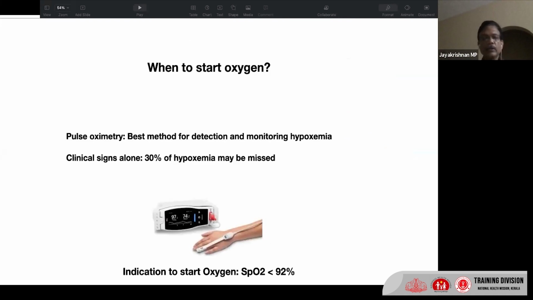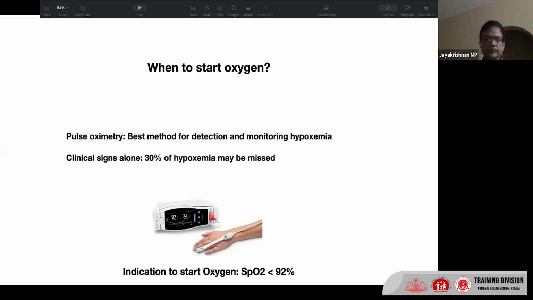The next important question that arises is when to start oxygen. We saw this child now. Obviously, we would start oxygen in a child who was having severe distress, head bobbing, grunting, and severe chest retractions. That itself is an indication to start oxygen. You need not wait for the pulse oximetry reading to start oxygen in that child. But pulse oximetry, if it is available, is good.